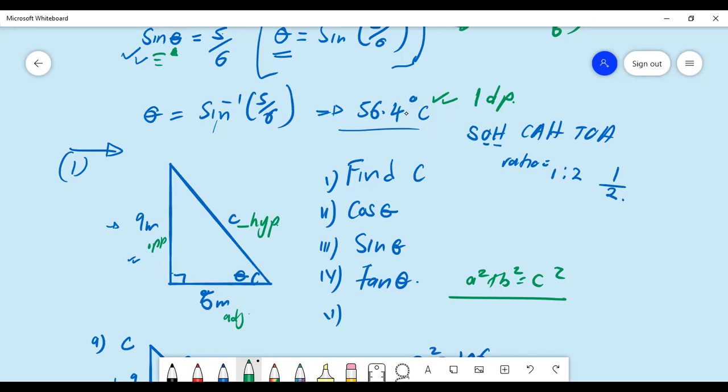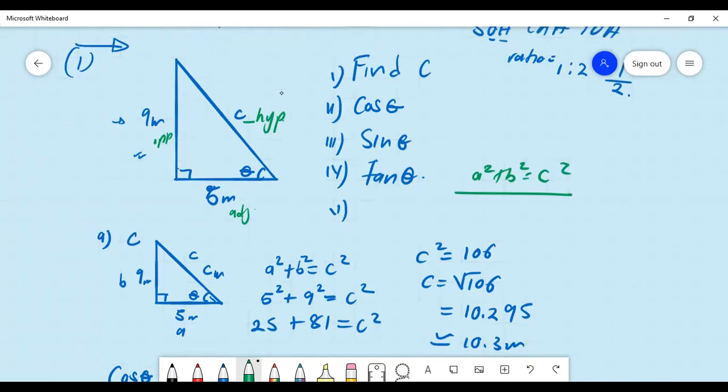Teacher, yes. 12. It's 12, yes. Okay, let us see what we got. So first we got 10.6. How did you get it? Remember, it is a squared plus b squared is equal to c squared. So we have 5 squared plus 9 squared is equal to c squared. 5 squared is 25. Where I saw 6 here, so it's not okay.